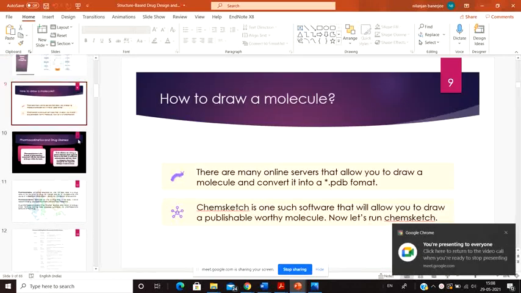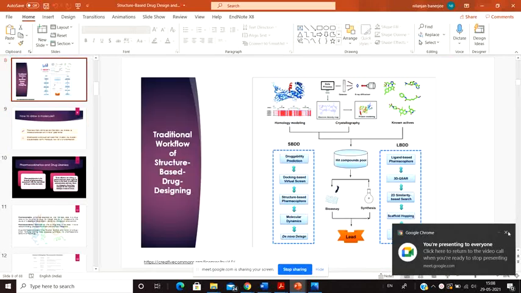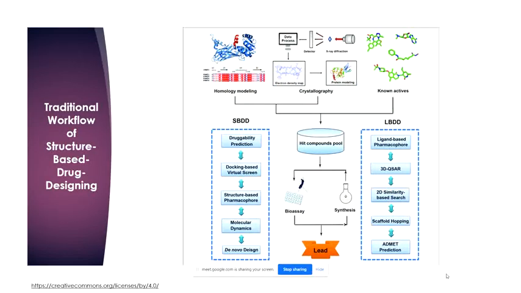Okay. So you remember that we talked about this particular thing, and I'm going to revise it again so that you also get to know what is there. I talked about SBDD and LBDD. In both cases, we first have to find a particular molecule, and both try to find a molecule that has some lead-like property, or that is showing maximum activity.